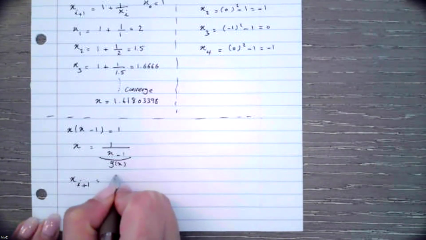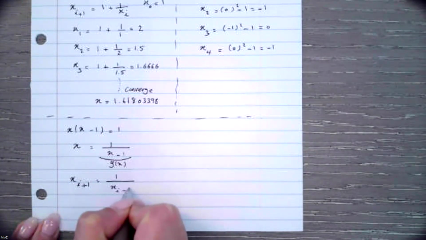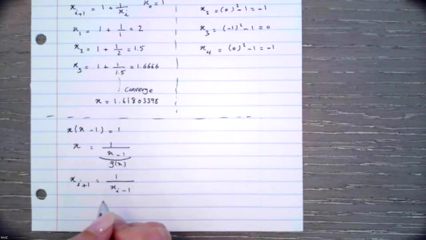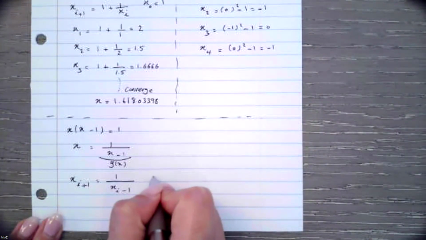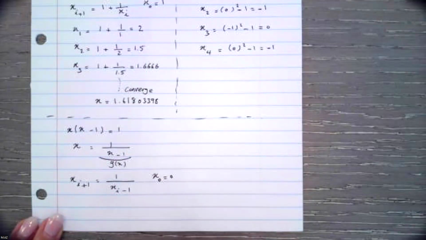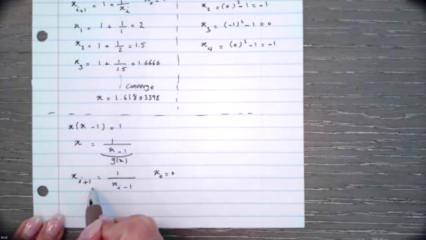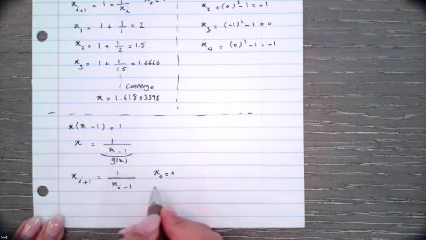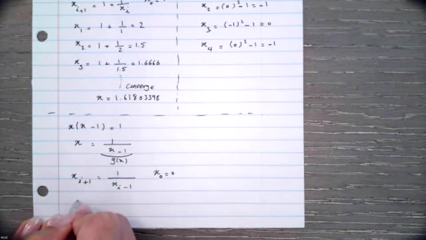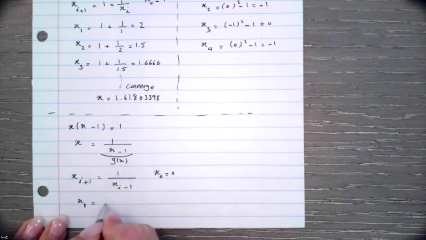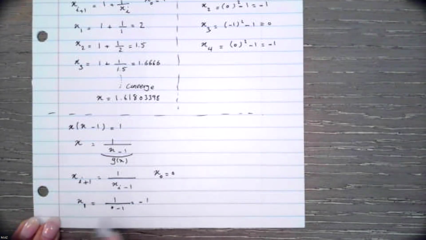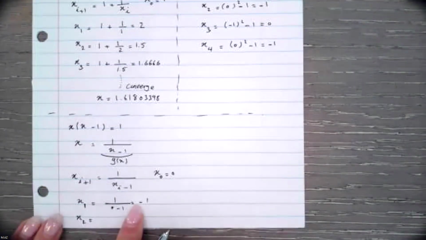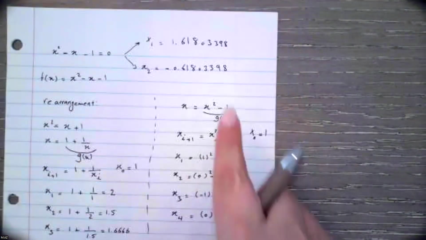This is the general formula for this rearrangement. For these rearrangements, the initial guess is given as 0. Now we plug into this formula and try to find one of the roots of these functions. Once we plug into this formula, the value of x1 is -1, the value of x2. Again, we will continue these iterations to find one of the roots of the functions.